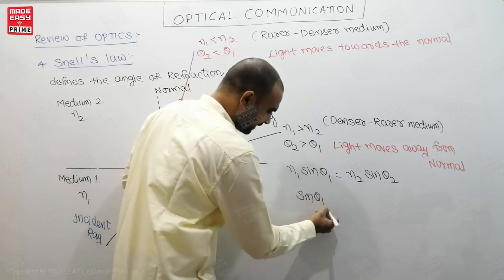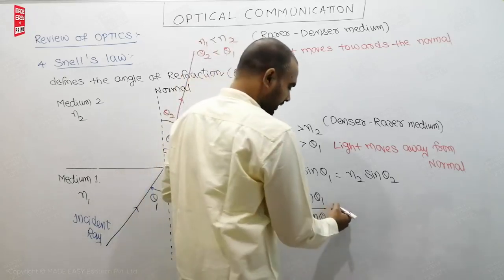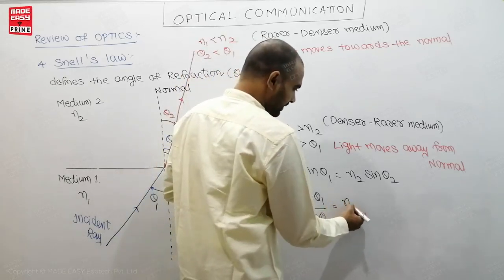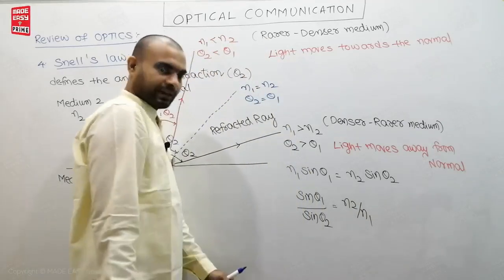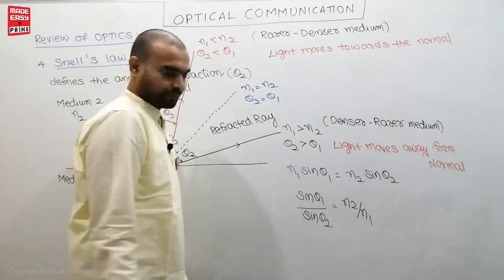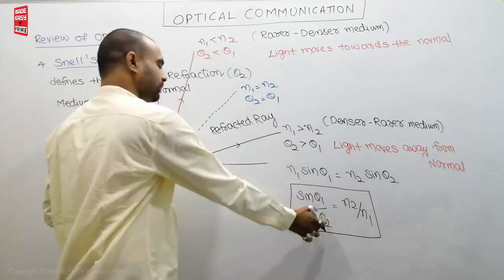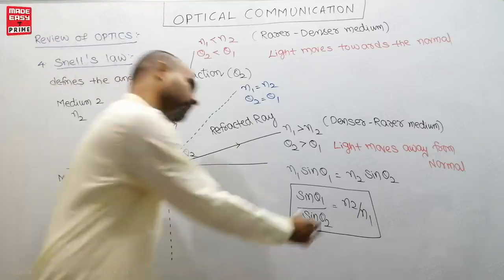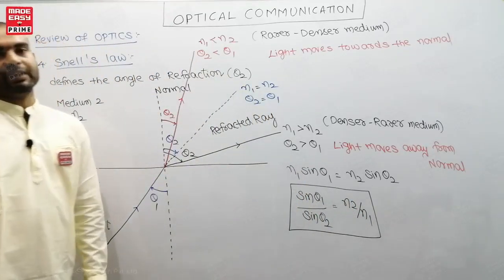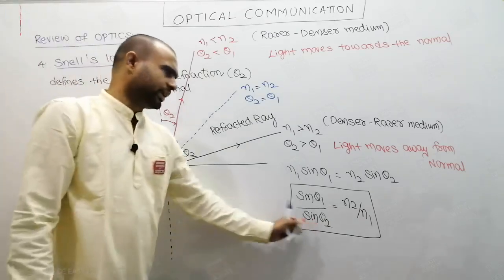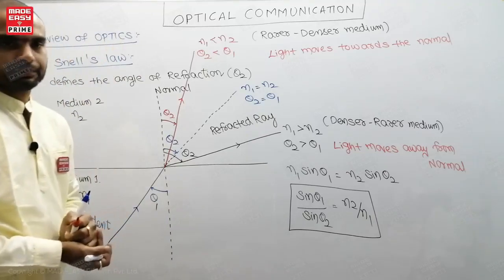sin theta 1 upon sin theta 2 is going to be given as n2 by n1. This is called Snell's law, which will tell us about theta 2. If you know n1 and n2 and we know theta 1, the angle of incidence, then we can find theta 2 very easily by using the Snell's law formula.